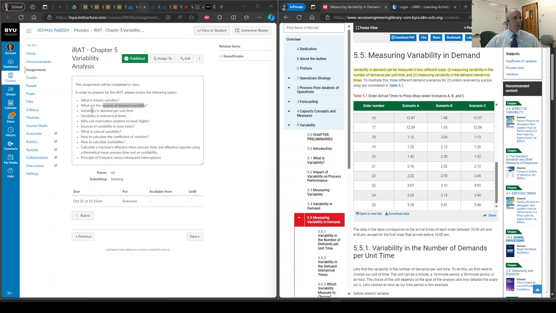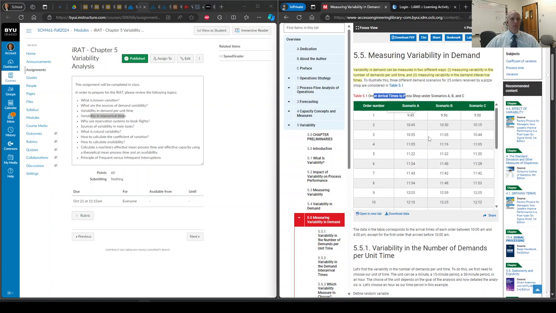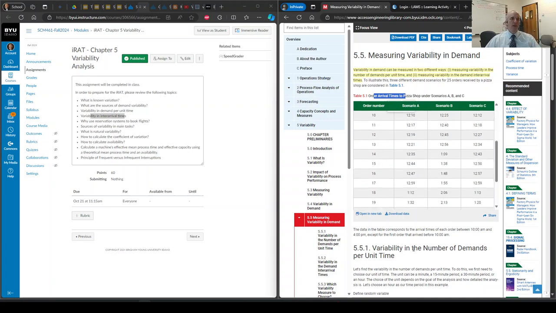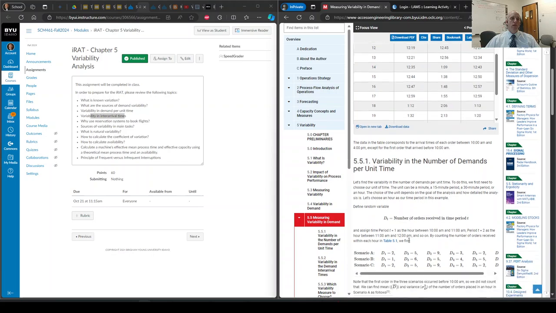Okay, the variability in demand per unit time and variability in inter-arrival times is talking about measuring variability in demand. So section 5.4 and 5.5, specifically 5.5, talks about the two different ways that variability can be measured. And it goes through two different examples here. It gives the examples of order arrival times to a pizza shop with three different scenarios. Maybe that could be 3 different days. And then it also provides variability in the demand per unit time.